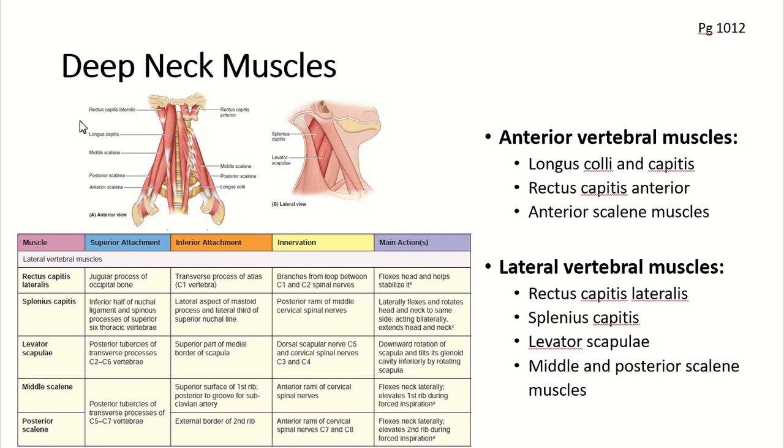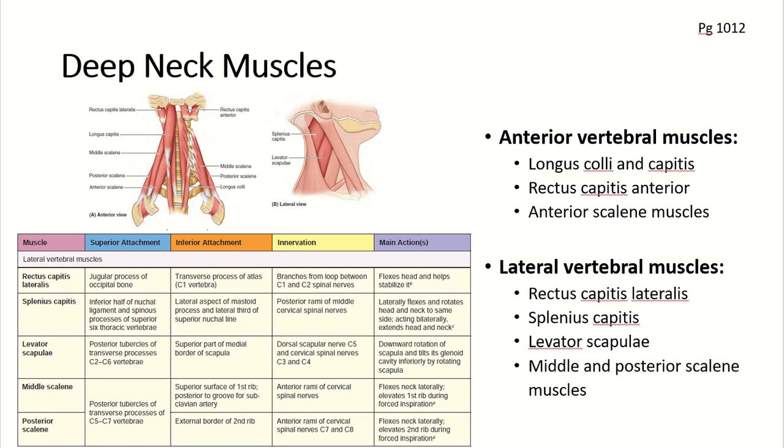And we also have the other two parts of the scalene, the middle scalene as well as the posterior scalene, and both of these actually go from the posterior tubercles of the transverse processes of the C5 through the C7 vertebra, and they come down and border on the first and second rib respectively. And the role of the middle and the posterior scalene is to flex the neck laterally, as well as to elevate the second rib during forced inspiration. Okay?